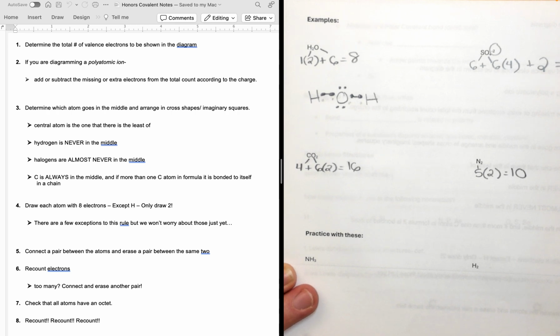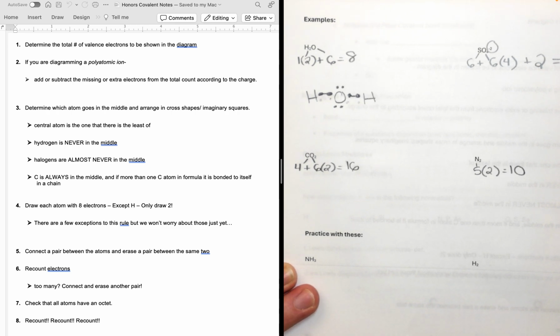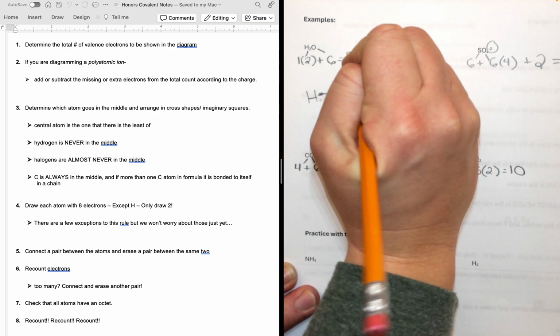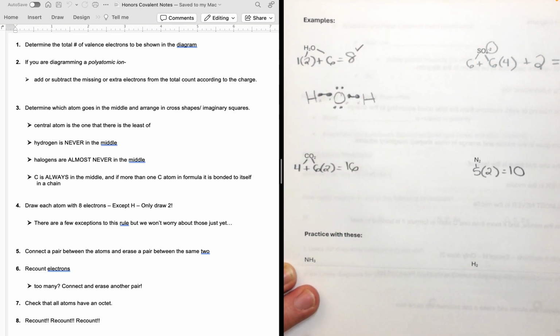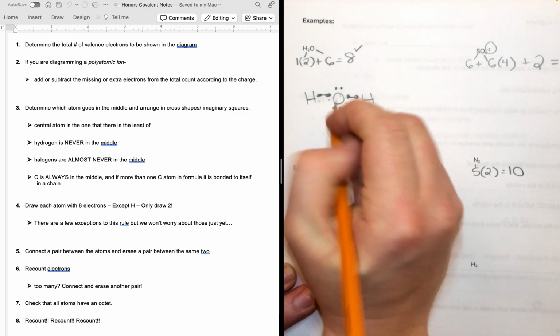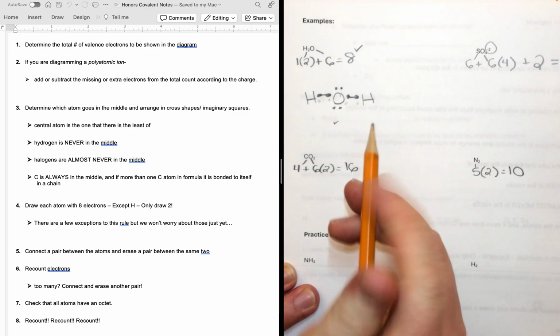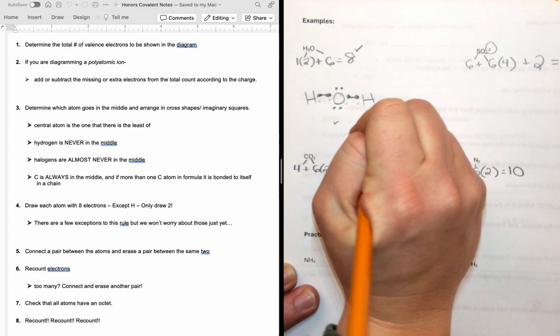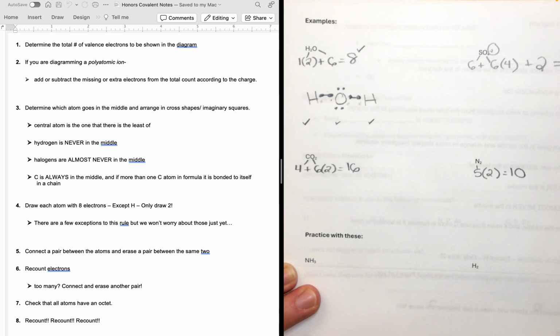Now recount the electrons. So I have 2, 4, 6, 8. That means I have the correct number. So I don't have too many. Then check that all atoms have an octet. So like I just said, oxygen, we have 2, 4, 6, 8. So oxygen has the octet. Hydrogen only wants 2. 1, 2 are with the hydrogen, and 1, 2 are on the other side. So that would be my diagram for water.